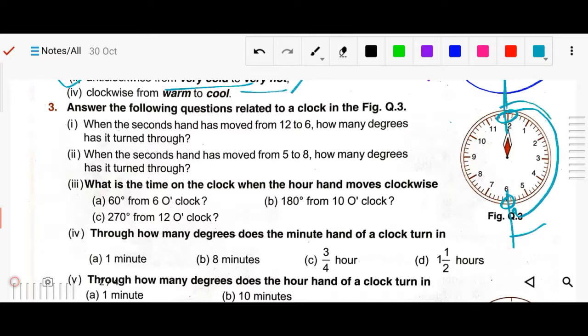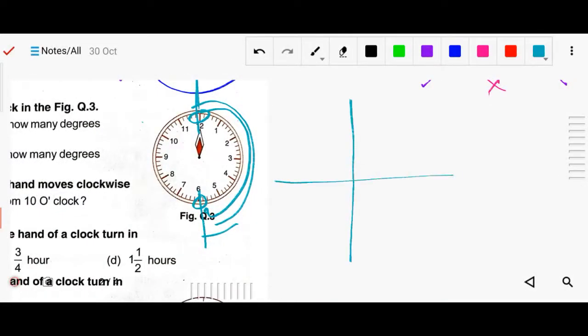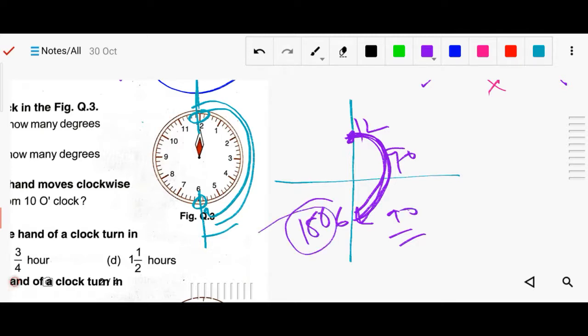Here you can see from this point, this is the 12 and this is the 6. From 12 to 6 is actually 90 plus 90, so it is 180. Or the second method is: how many steps is it crossing?